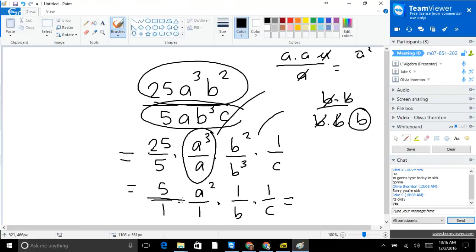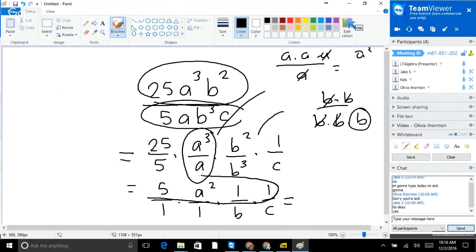So now we pull it all back together. We multiply across the top. We have 5a squared over b times c. So that's how we would simplify this equation in 5-2.